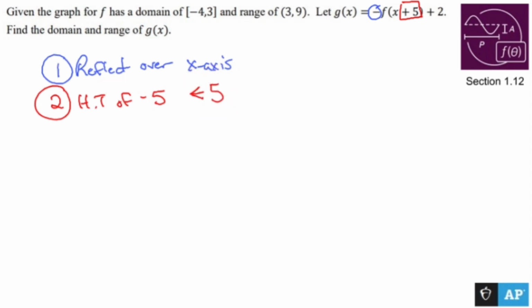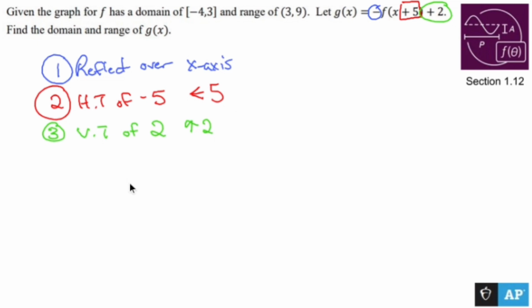Okay, but I'm going to keep that ht of -5 there. You'll see why in a minute. After that, we add 2. That just means you move up 2, also known as a vertical translation of +2. All right, so I'm dealing with a picture where I have 2 things.